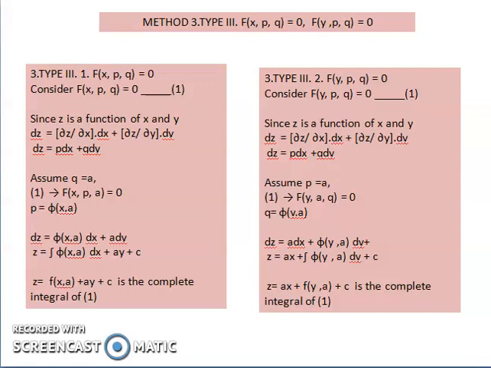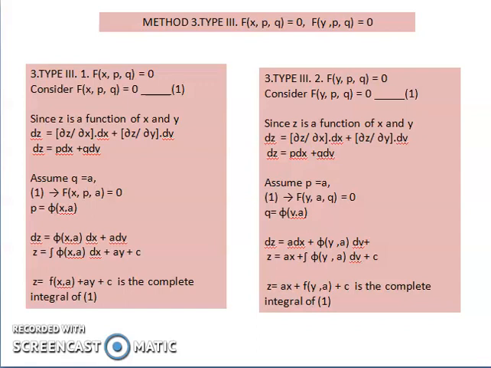So the given equation becomes f of x comma p comma a is equal to 0. So we are determining p in terms of x comma a. So p is equal to phi of x comma a. So dz becomes phi of x comma a into dx plus a into dy. So on integrating, we get z is equal to f of x comma a plus ay plus c, which is the complete integral.